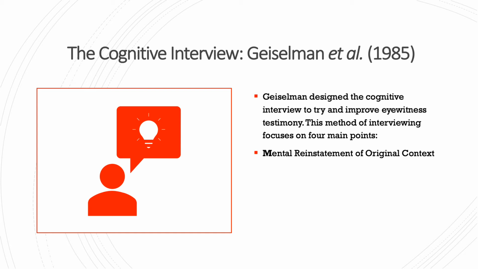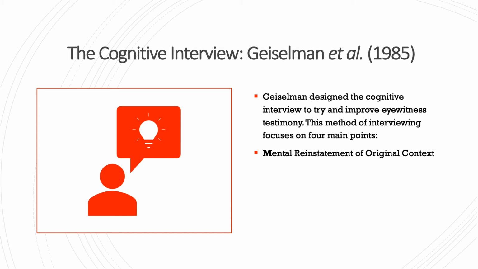So number 1 was the mental reinstatement of the original context. So witnesses are told to try and remember everything about that day, what they were wearing, how they felt, what they'd eaten, what they could smell, because as we've seen in previous memory lessons, more cues lead to better recall, and this was shown by Tulving and Thompson with the encoding specificity principle.